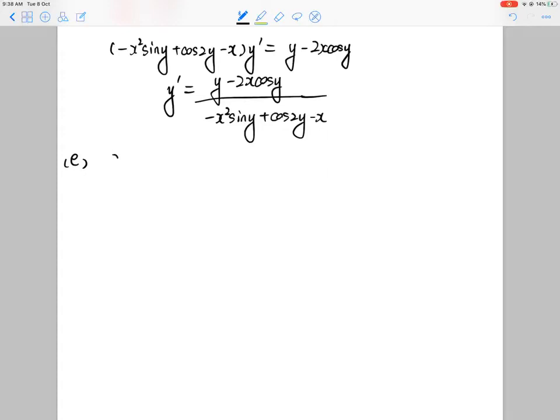Okay, part T, it's also about implicit differentiation. So again, it's not y equals some function of x. This is an equation containing x and y on both sides instead of y equals some function of x. So again, like part D, we differentiate both sides.